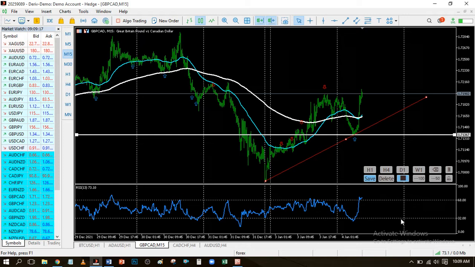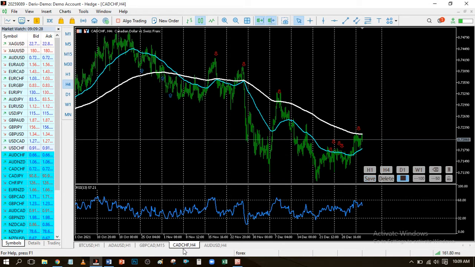Yeah, just below this 32. So the moment it touches 32 and it corresponds with this line, I place my buy, then that's my entry.